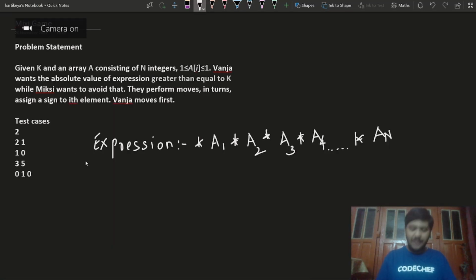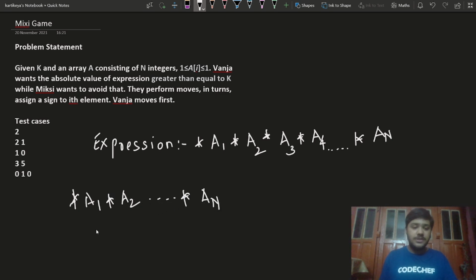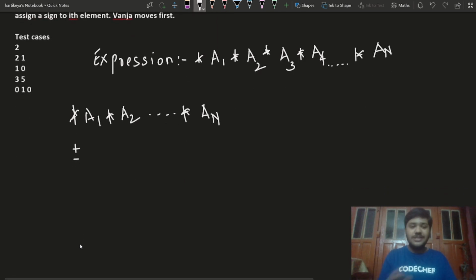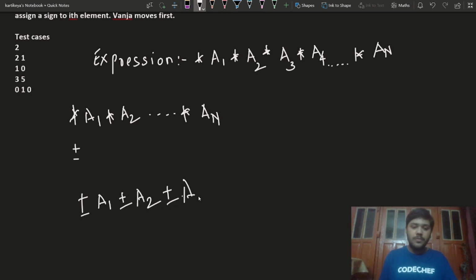Here is the problem statement. In this problem, we are given an expression: asterisk of a1, asterisk of a2, and so on till asterisk of an. Here, this asterisk can either be plus or a minus. If each asterisk is assigned a plus or a minus, then the expression would look something like this. So each element is either considered as a positive element or as a negative element.